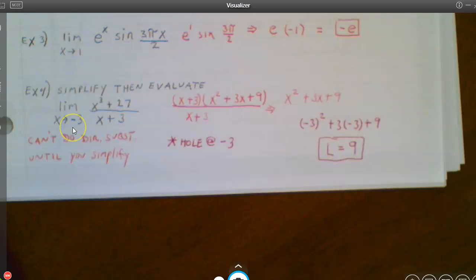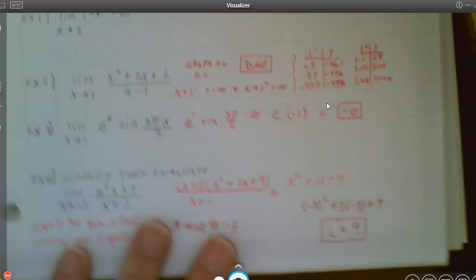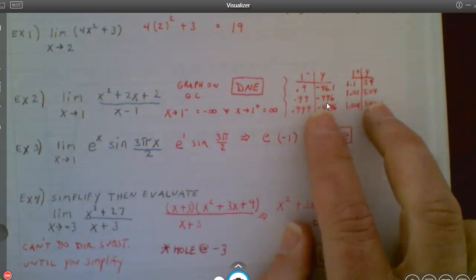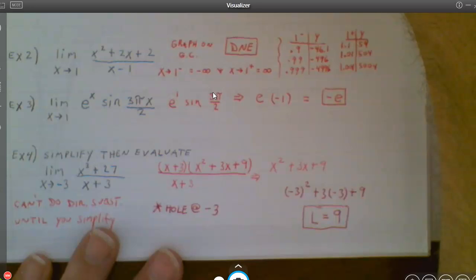If you do see a case where direct substitution doesn't work initially, see if you can simplify it, and then maybe direct substitution would be an option from there. Again, if direct substitution is not an option, your other two methods are what we looked at here. I can always do a little table and see what values we're approaching from the left side and from the right side of that value. Or, if it's available, I can look at the graph and see what I'm approaching from the left and from the right. So that's all we got for part 1 here.